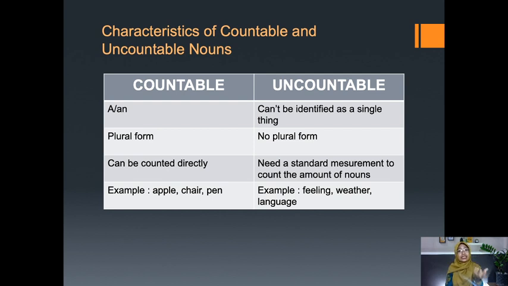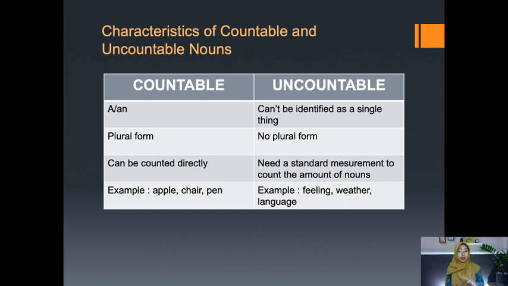And if I see more than 1 apple, I will change apple into apples. 1 apple, 2 apples. So the countable noun can be preceded by a or an. Why? Because it has a singular form. Or in Indonesian we say ada bentuk tunggalnya untuk countable.